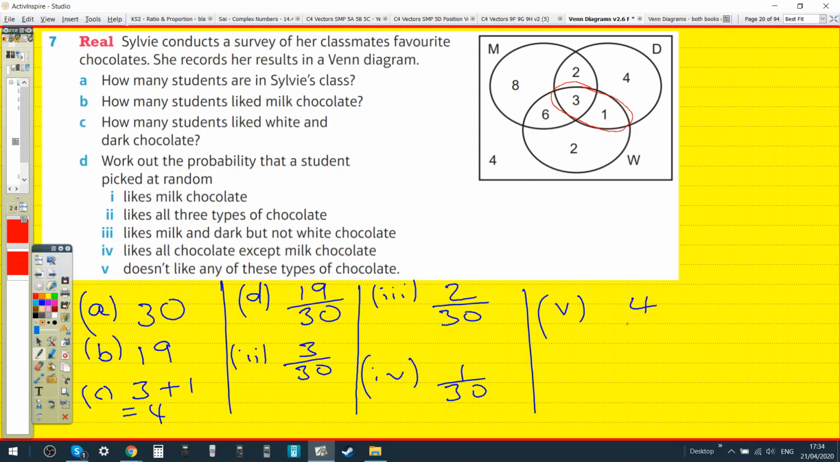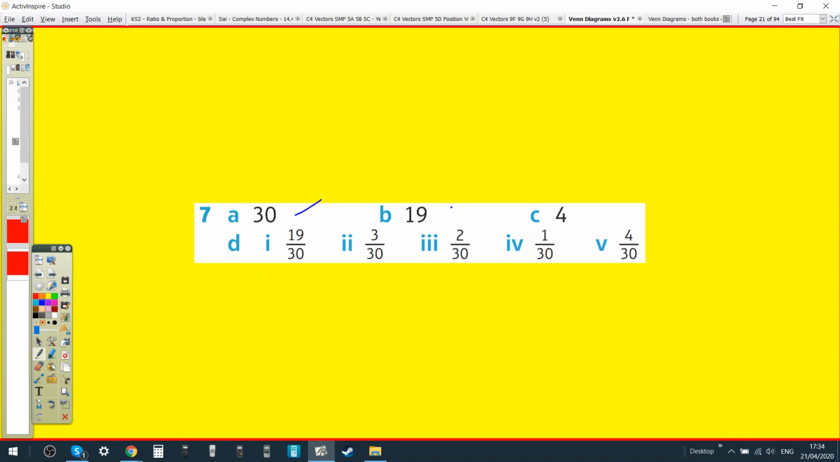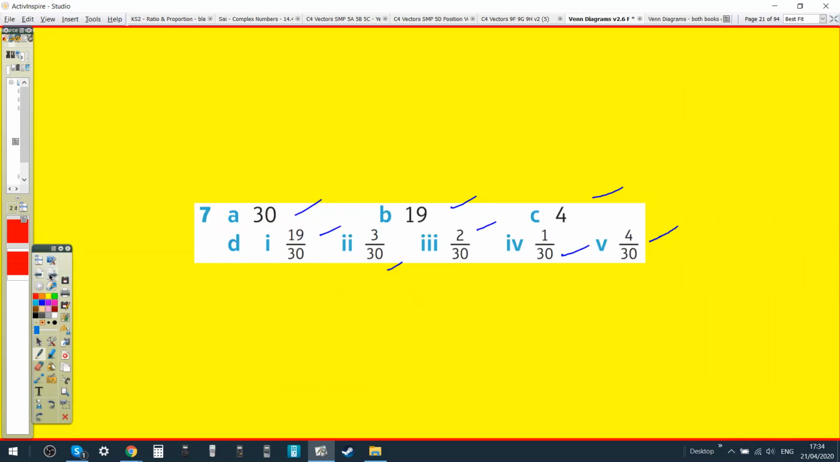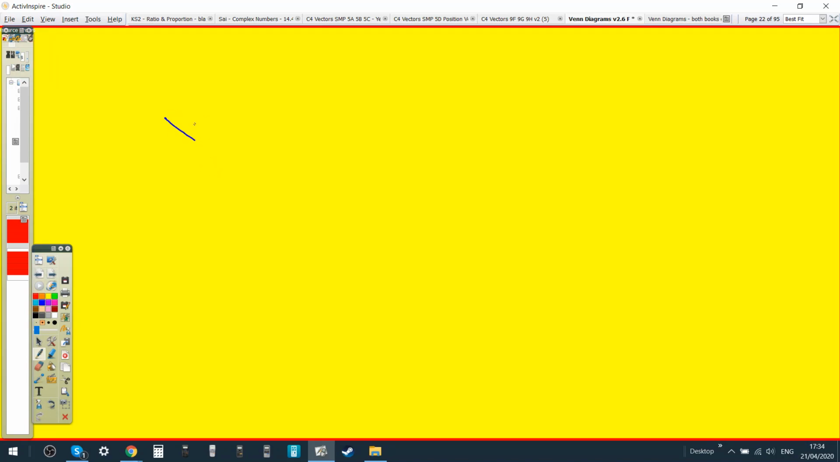And probability. Yeah, that's it. And let's see. So 30, 90, and 4. 30, 90, and 4. 19, 3, 2, 1, and 4. That's it. Yes. Any questions about that one? So that's practicing putting those in. Okay, so what do you give yourself for that probability stuff? X, a half, or tick?